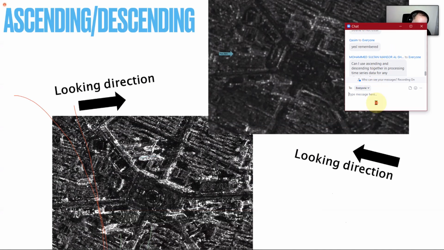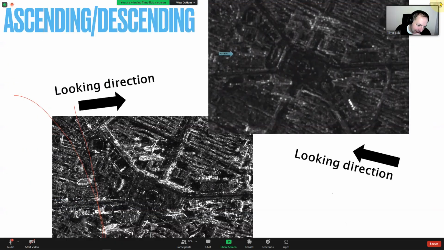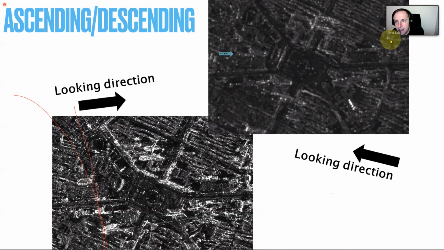Okay, so you see that these high-rise buildings all move toward the sensor here. And if we look from the other direction, here from the descending direction, they go again toward the sensor, but it's on the ground, it's a different direction, right? It's almost the opposite direction.